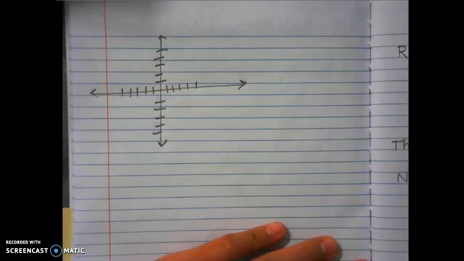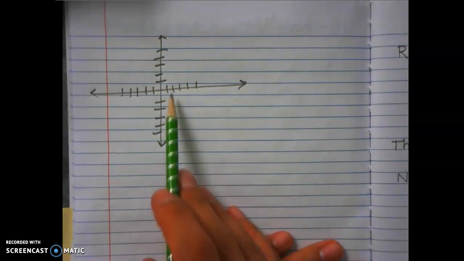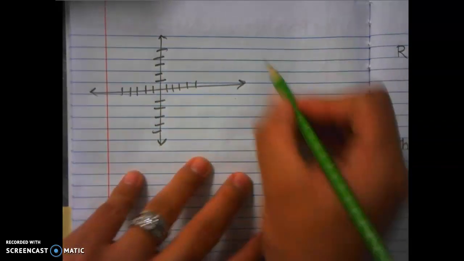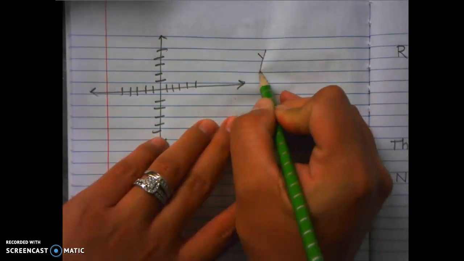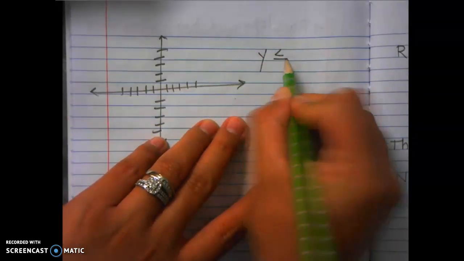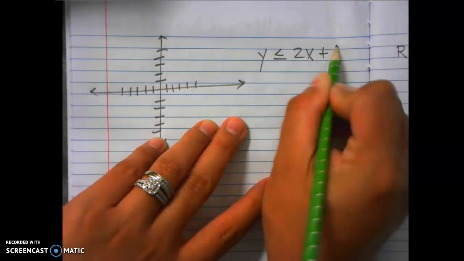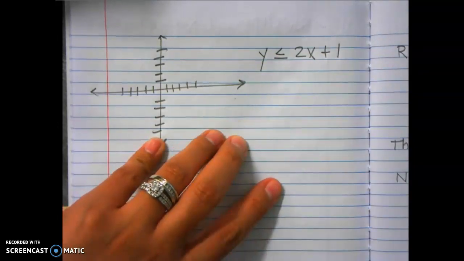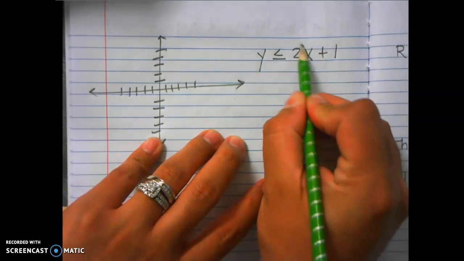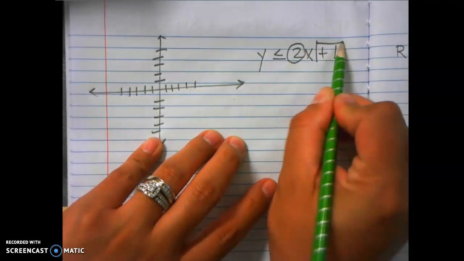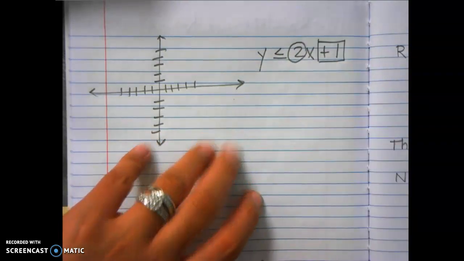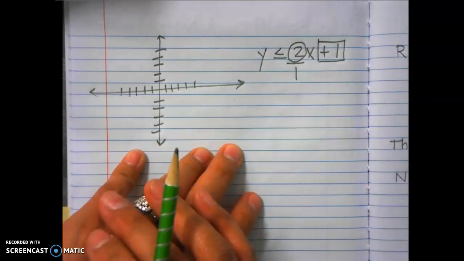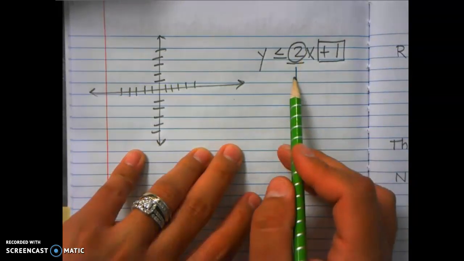So I went ahead and I drew my graph already. I put 5 marks on each side, in each direction. The inequality that we're graphing is y less than or equal to 2x plus 1. So if we're following our checklist, we are going to identify our slope and our intercept. I do that by circling my slope and putting a box on my intercept. Remember, if our slope does not have a run, we give it a 1. So my rise is 2, my run is 1.